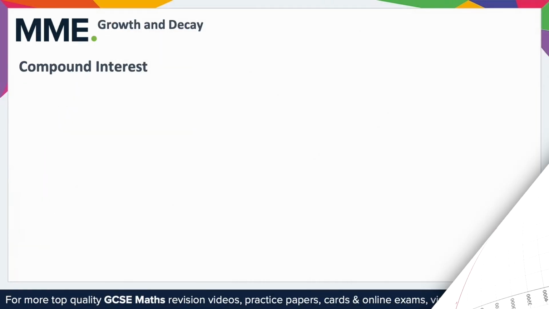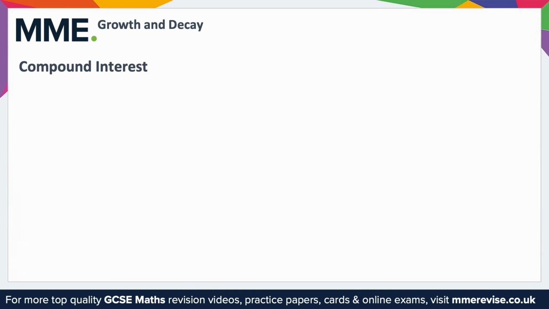Compound interest is somewhat similar to simple interest, but this time you do get paid interest on the interest that's already earned. So for example, if you had an initial investment of £1,000 and you were paid 50% per year, that's a massive interest rate. You wouldn't get that anywhere. But if you're paid 50% per year, after 1 year, well, half of 1,000 is 500, so in total you'd have 1,500. Then with simple interest, you would just keep gaining £500 every year because you're paid on the initial investment.